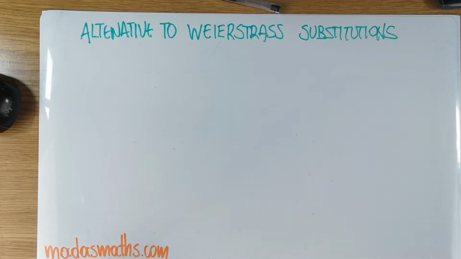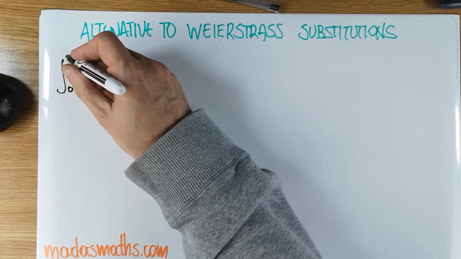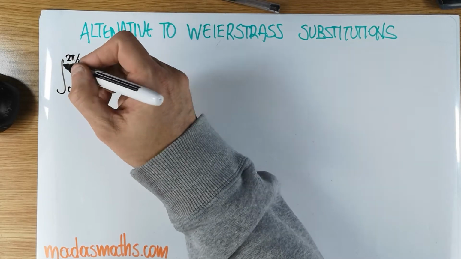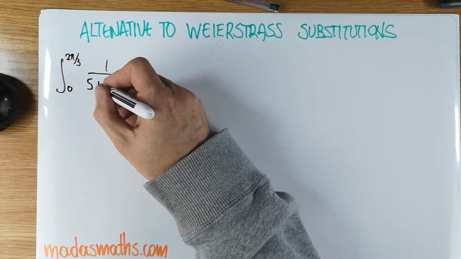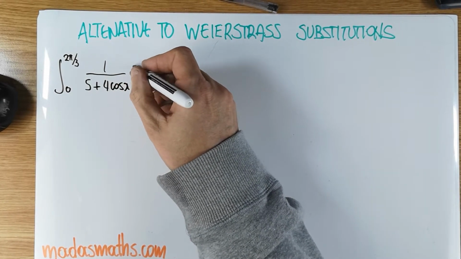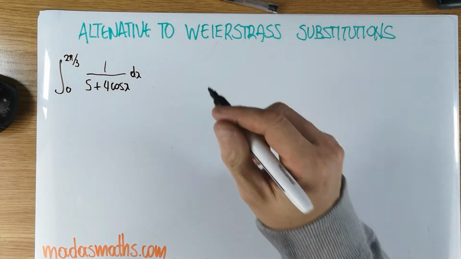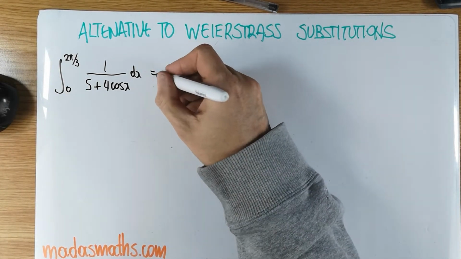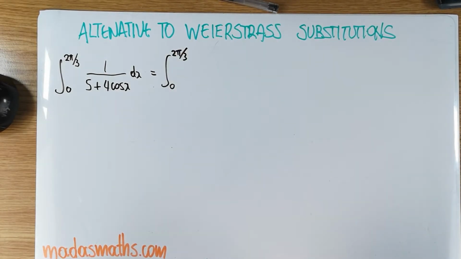Okay, so let's start with the first example. We have the integral from 0 to 2 pi over 3 of 1 over 5 plus 4 lots of the cos of x dx. And of course, this is very standard. You can do it with this particular type of substitution, but we're going to manipulate it. And this is how we manipulate this. This is equal to, limits 0 to 2 pi over 3.